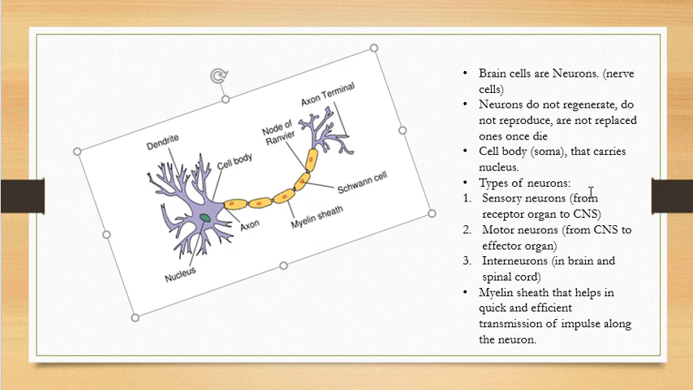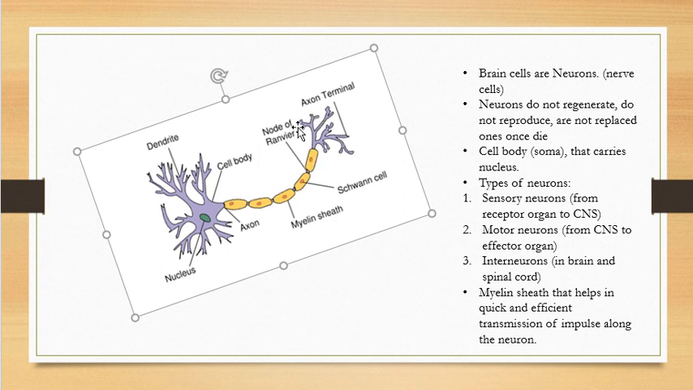So here are the types of neurons. Sensory neurons, we have discussed in our previous slide, are the neurons carrying message towards the CNS, and motor neurons are carrying message towards the effector organ from the CNS. Interneurons are actually present in the brain and spinal cord. So these are the structure and types of cell body.